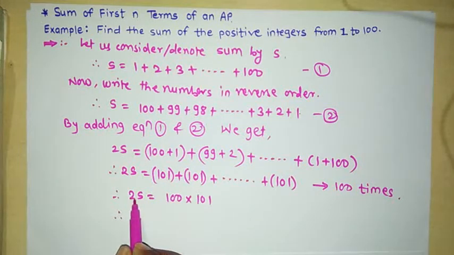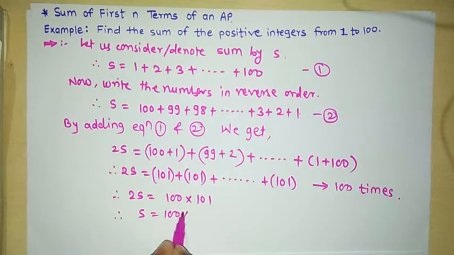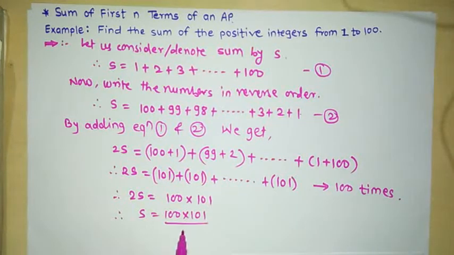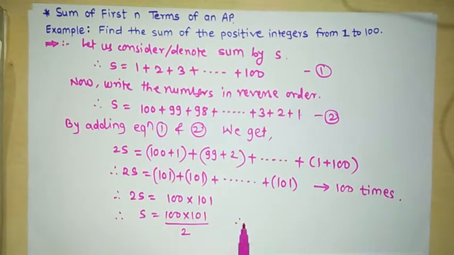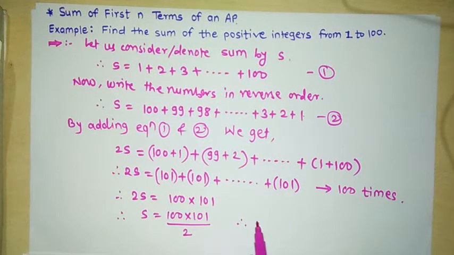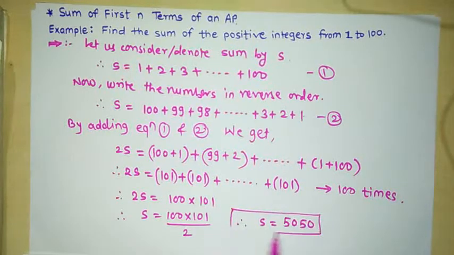Now send this 2 to the left-hand side. Here it is in multiplication, so it will go to the denominator. Therefore, S is equal to 100 into 101 divided by 2. What is the value of S here? S is equal to 5050. Do the calculation, you will get 5050. This is the sum of the first 100 positive integers, from 1 to 100.